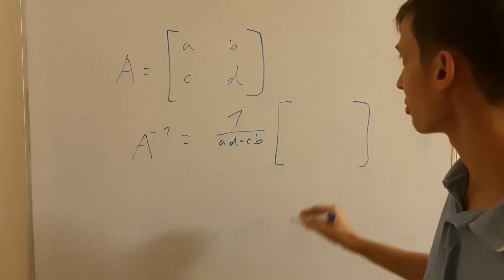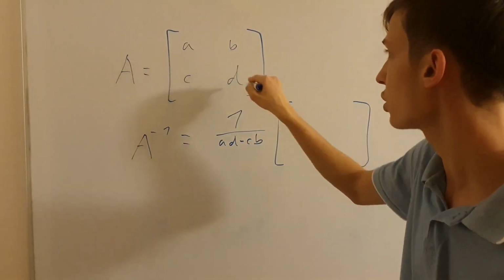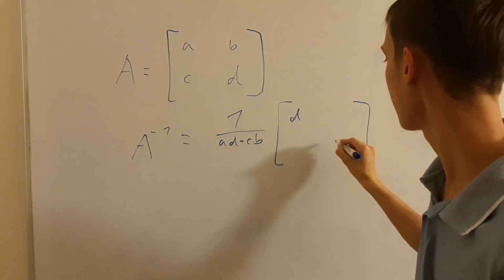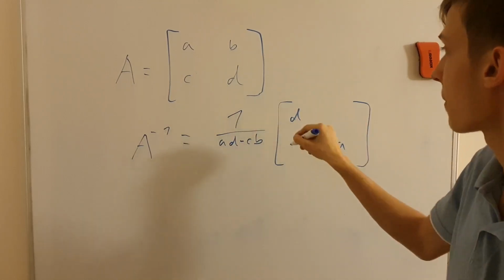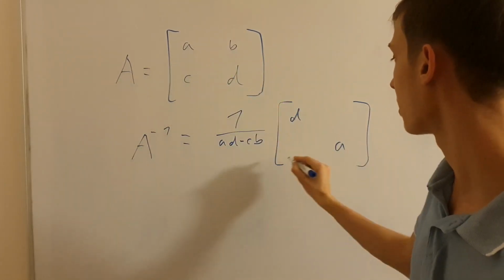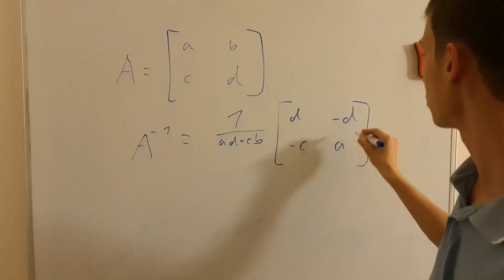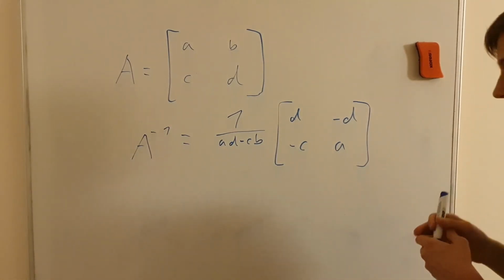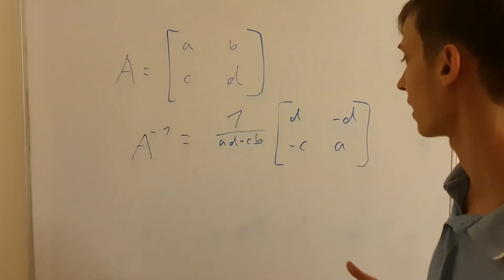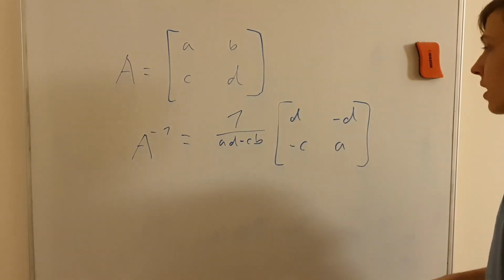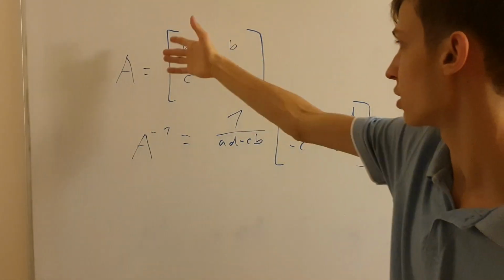I take the same matrix, but what I do is I switch the order of these two, so it's D here and A here. I switch them, and then I multiply these two by -1. So I give these two the minus sign, or whatever sign they had previously, I will invert that sign. And this will be the result as the inverse to this matrix.